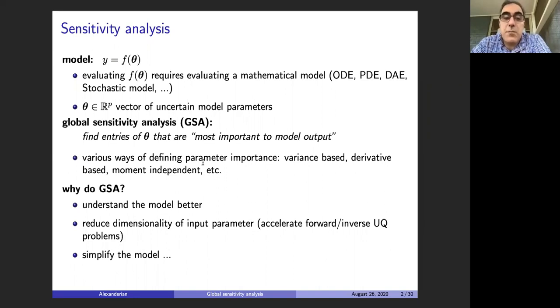From a computational point of view, you could possibly reduce the dimensionality of the input parameter. That can help you with common uncertainty quantification tasks like forward UQ and solving inverse problems. And more broadly, maybe you can use global sensitivity analysis to simplify the model. Now, that's an interesting research question. We can discuss that, but these are some of the basic motivations.